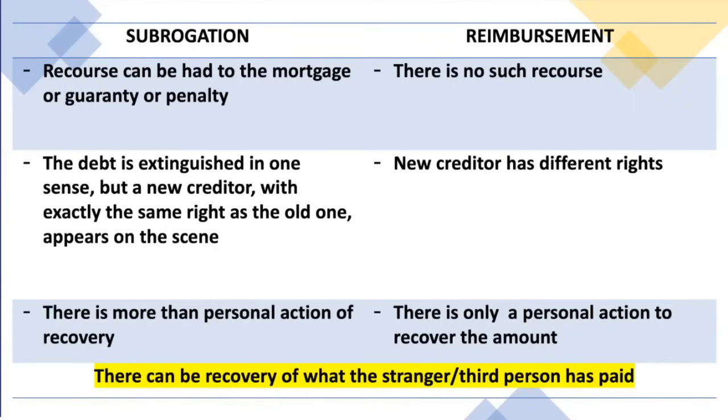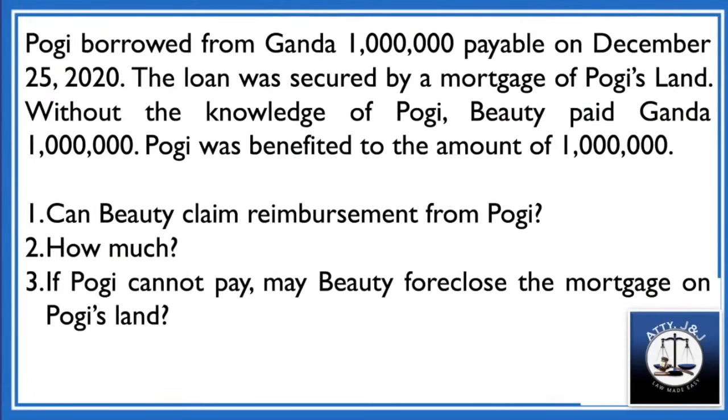Now, suppose ganito ang nangyari. Let's take another example. Pogi borrowed from Ganda 1 million pesos payable on December 25, 2020. The loan was secured by a mortgage of Pogi's land. So, without the knowledge of Pogi, wala pa rin knowledge siya, consent, Beauty paid Ganda 1 million pesos pa rin. So, ganon. Similar situation kanina. But then, Pogi was benefited to the amount of 1 million pesos. Question, can Beauty claim reimbursement from Pogi? Second, how much? And third, if Pogi cannot pay, may Beauty foreclose the mortgage on Pogi's land?